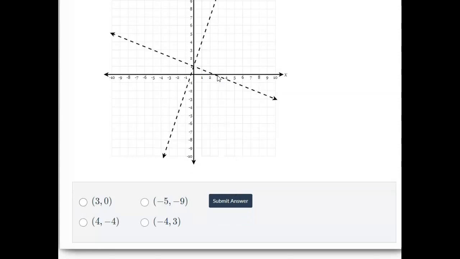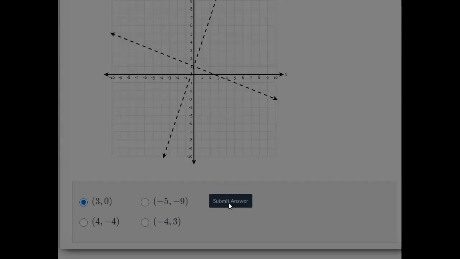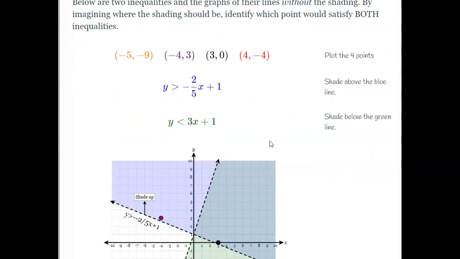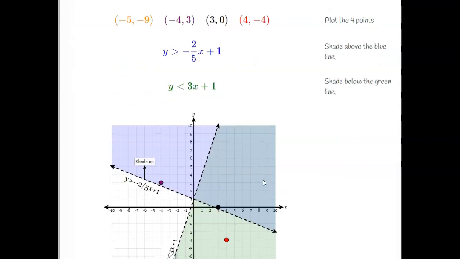So I have 3, 0. That looks like it just barely makes it. I'm going to make sure all the other ones don't work. -5, -9, nope. 4, -4, nope. -4, 3, nope. So it is in fact 3, 0. Submitting my answer, I can see that it's correct, and they also show that double shading that I drew in for you.